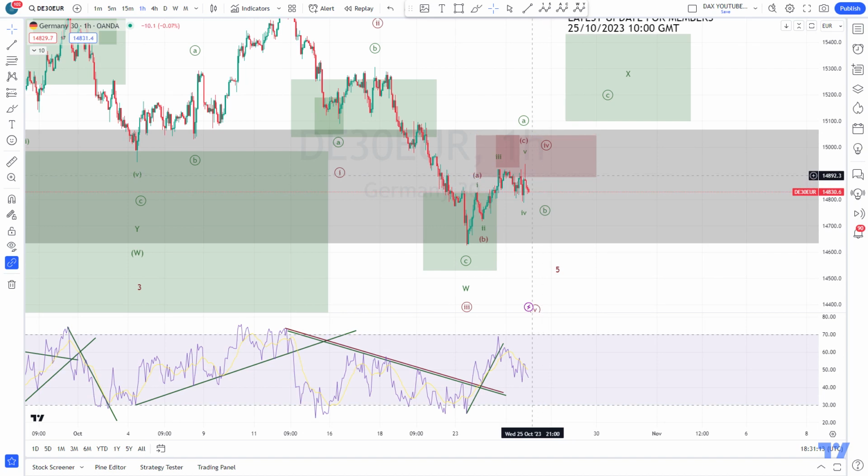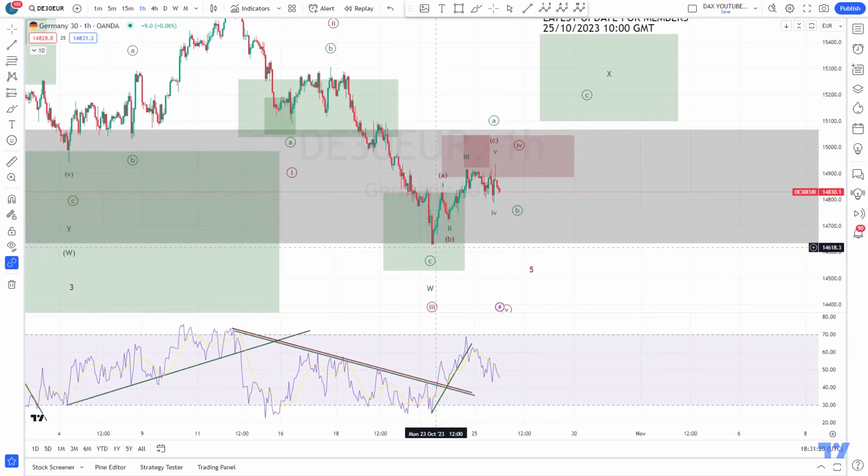So that doesn't make our analysis easier. From here on the 1 hour, this could be counted. My favorite count would be to count this as an impulse, actually, as a wave 1, wave 2 down, wave 3 with the highest RSI reading. We break the RSI trend line as a wave 4, and we make a new high here, the fifth wave with divergence.